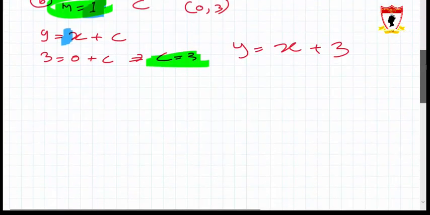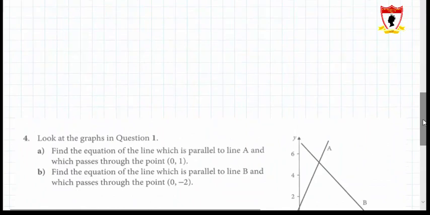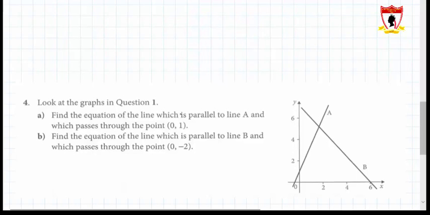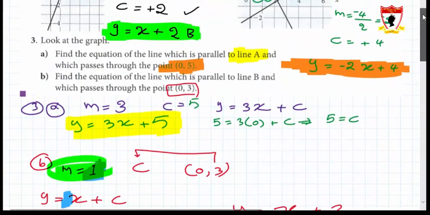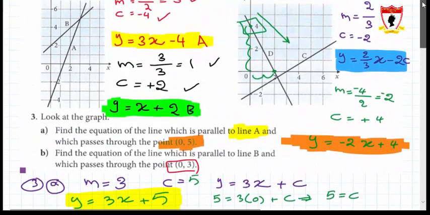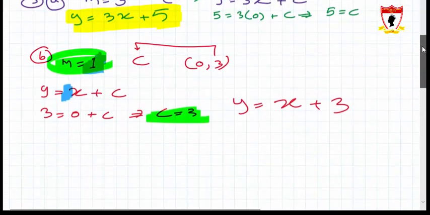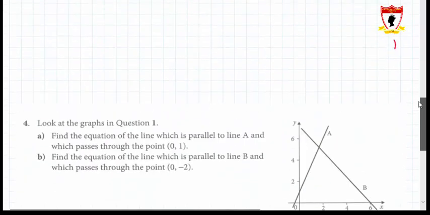Now let's move on to question 4. Question 4, look at the graph in question 1. Find the equation of the line which is parallel to line A and passes through the point 0, 1. Find the equation of another line which is parallel to line A and passes through 0, 1. The gradient of line A, we had it here in question 1. We don't bother to find it again. The gradient of line A is 3.